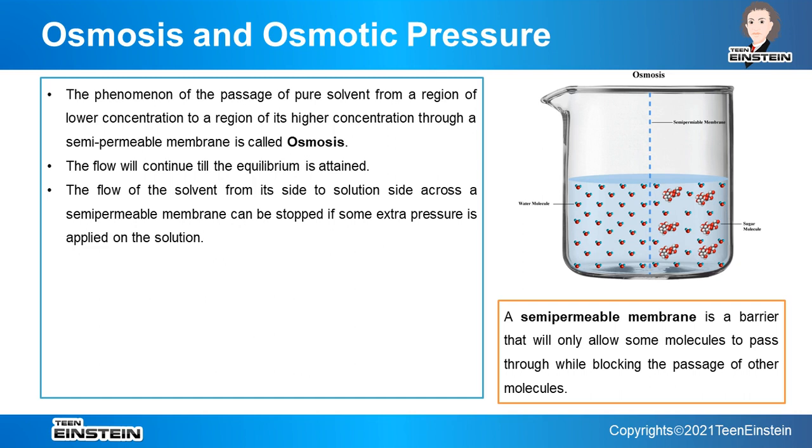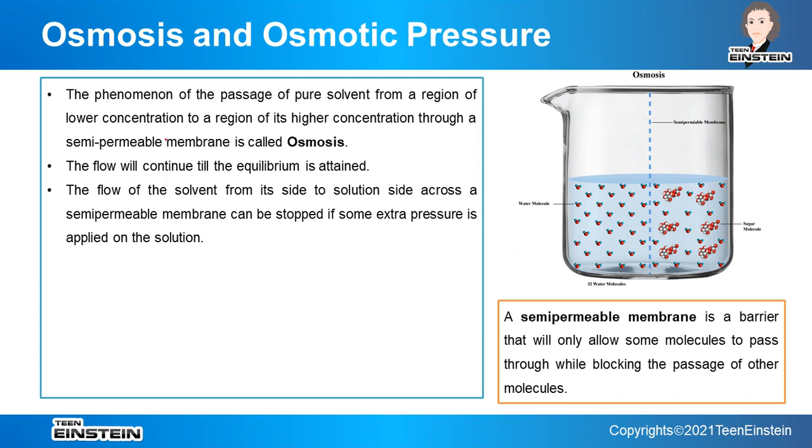Now we have reached the last colligative property, which is osmosis and osmotic pressure. So there are a total of 4 colligative properties. The first we have discussed is lowering of vapor pressure, then elevation of boiling point, freezing point depression, and the fourth is osmosis and osmotic pressure.